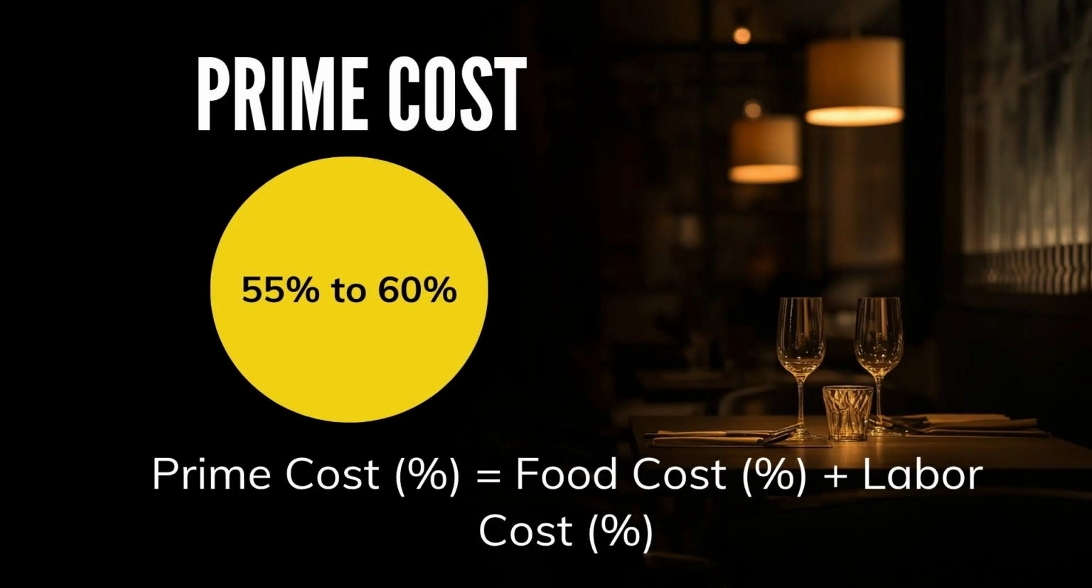Many operators consider prime cost to be the most important restaurant KPI. Prime cost combines food cost plus labor cost, which are usually the two largest expenses in any restaurant. A healthy prime cost generally falls between 55% and 60%. If the number climbs above 65%, profitability becomes increasingly difficult because there is less money available to cover rent, utilities, maintenance, marketing, and profit.